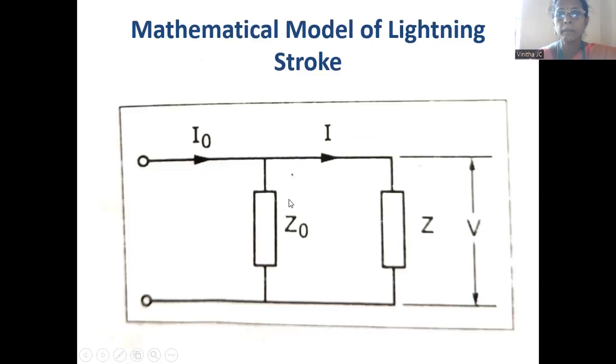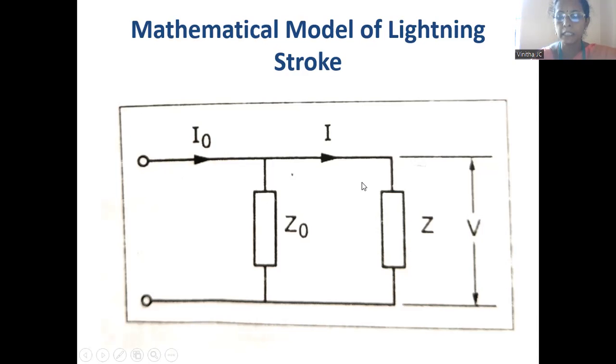So, if we draw the mathematical model for this lightning stroke, which will have one source impedance as well as the impedance of the object. Here in this model, Z naught is nothing but the source impedance and I naught is nothing but the source current. So the source impedance and the source current are due to lightning. Lightning is the source here. And here Z and I are nothing but the impedance of the object and the current through the object. And here V is the voltage across the object when the lightning discharge occurs.